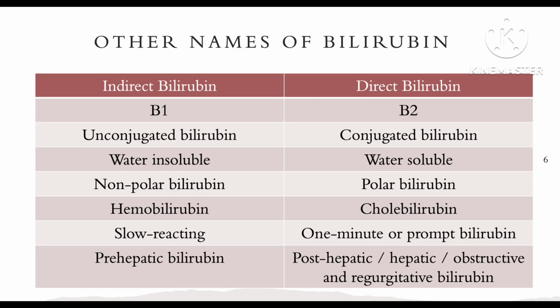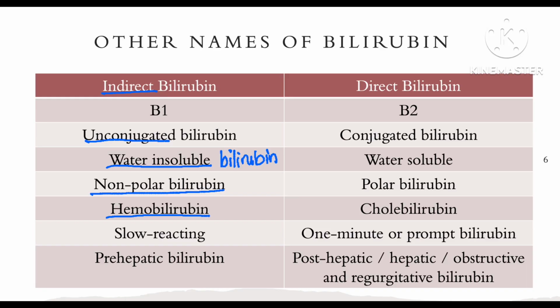Also, please familiarize yourselves with the other names of indirect or unconjugated bilirubin compared to direct or conjugated bilirubin. Some of the terms are quite obvious, because unconjugated or indirect bilirubin is also known as water-insoluble bilirubin, right? So it was already discussed earlier. It can also be called non-polar bilirubin. It can also be called hemobilirubin because, as we all know, unconjugated bilirubin is derived from heme. Remember that heme is the iron-containing part of hemoglobin.